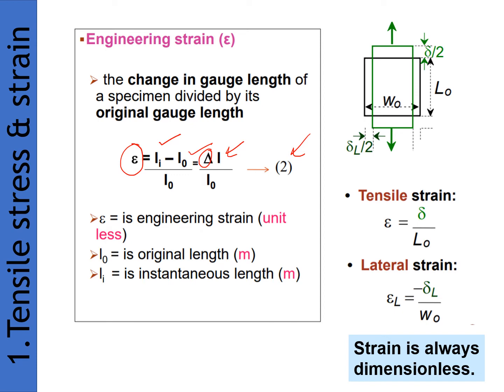Sometimes the change in length is denoted by a symbol. We can say that L_i minus L_0 can be denoted as the change, with the symbol of a triangle, delta. So the engineering strain, which we can subsequently call strain, is unitless, so sometimes it can be expressed as a percentage.